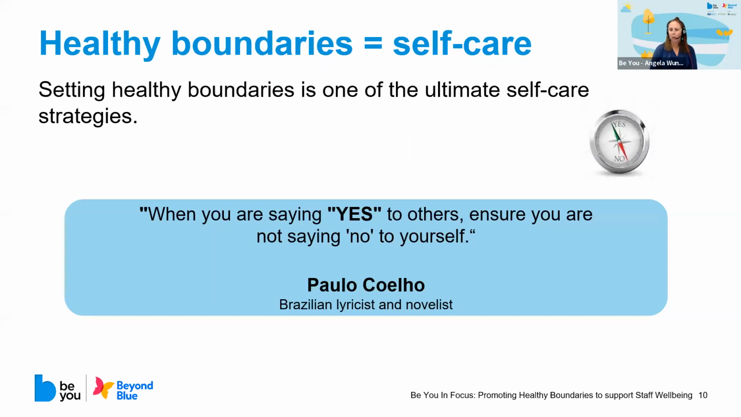I really love this quote on the screen: when you're saying yes to others, ensure you're not saying no to yourself. Dr. Rebecca Ray talks about this being a mindful yes and a protective no. It's important to note that when we say no, it's a no for now, but it doesn't mean we're saying a permanent no. However, saying no when required is an example of a healthy boundary. Without healthy boundaries, we can be left feeling emotionally drained and stressed.